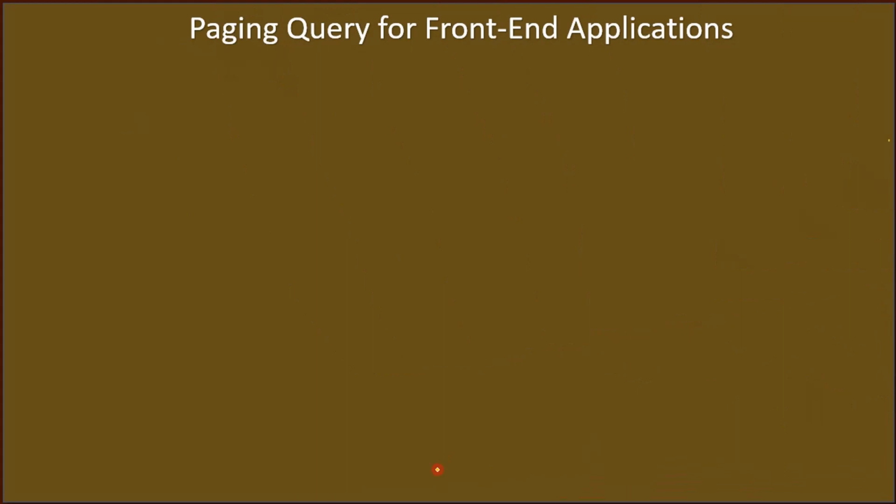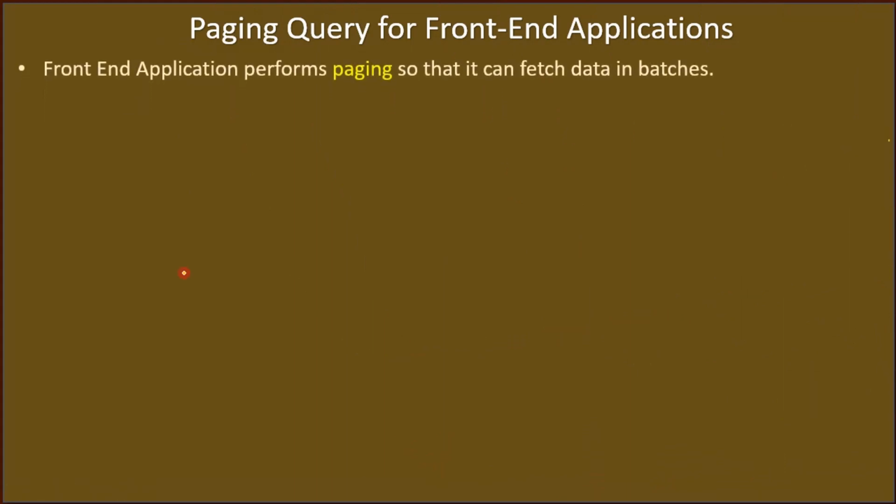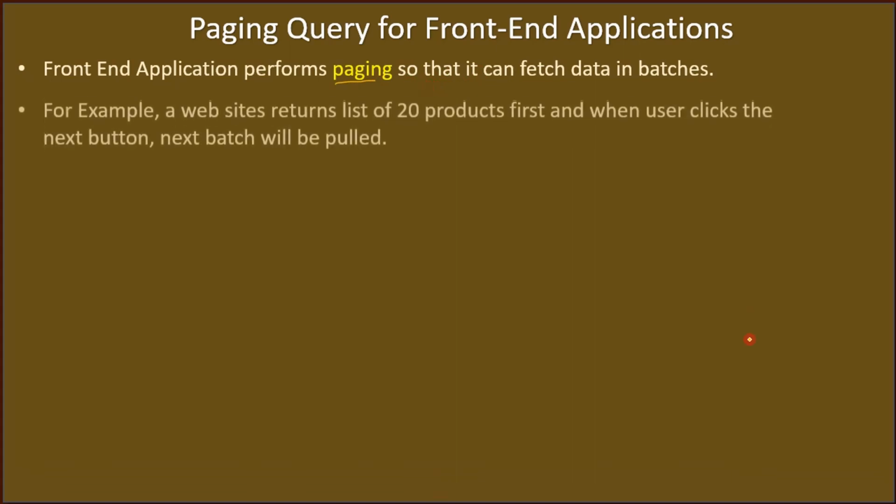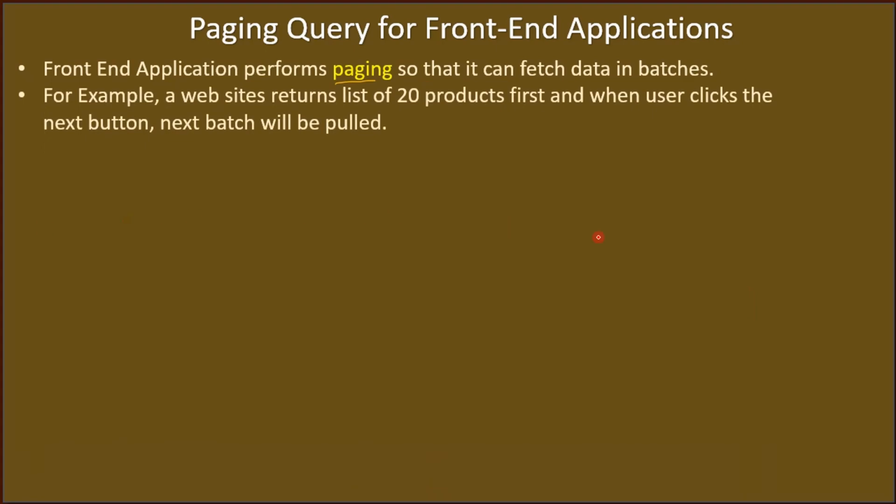Alright. The front-end application performs paging so that it can fetch data in batches. For example, a website returns a list of 20 products first, and when the user clicks the next button, the next batch will be pulled. So let's say you are looking at the Amazon website.